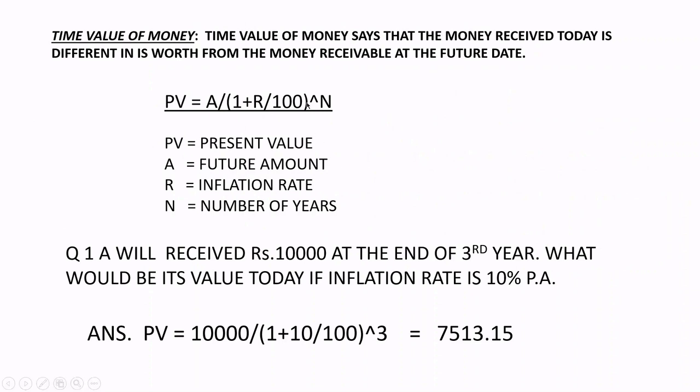Time value of money says that the money received today is different in its worth from the money receivable at a future date. And it's true. Suppose I have 60 rupees now and I go to the market and buy pens at 10 rupees per pen. So I have in total 6 pens.